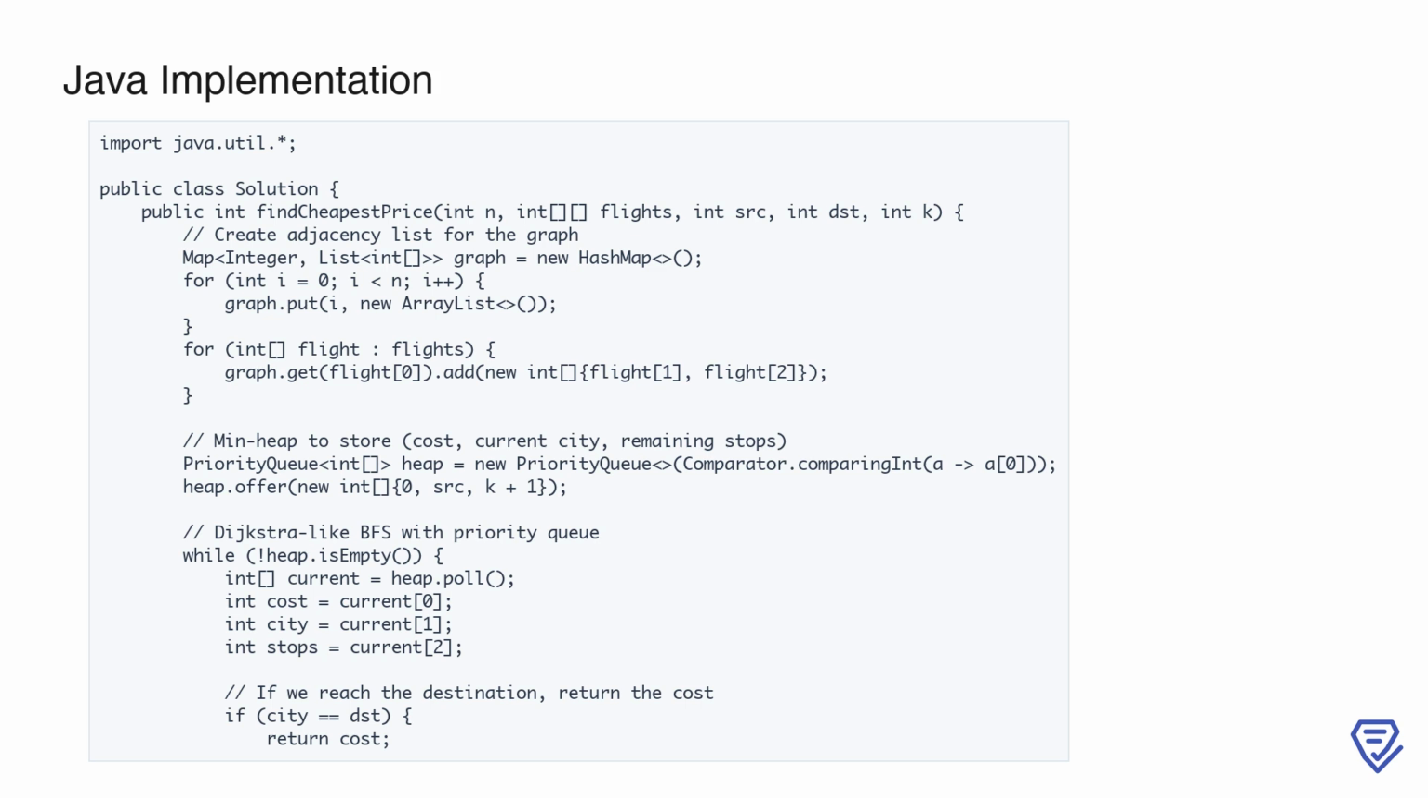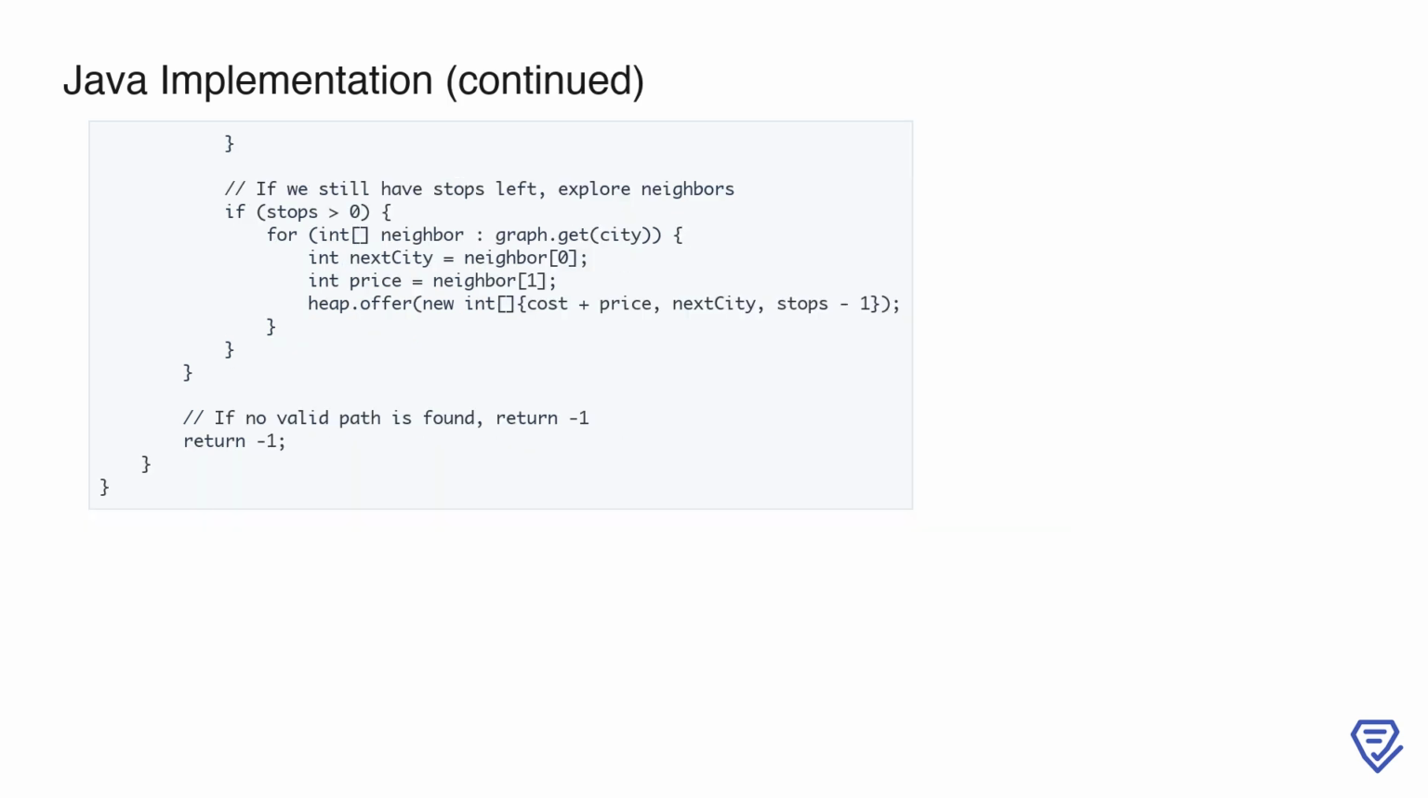The main logic is implemented using a while loop, where we repeatedly process the city with the lowest cost. If we reach the destination city during this process, we immediately return the cost because we found the cheapest path to the destination. If the destination city is not reached, we check if there are any remaining stops left to explore further paths. When stops are available, we iterate over the neighbors of the current city from the adjacency list.